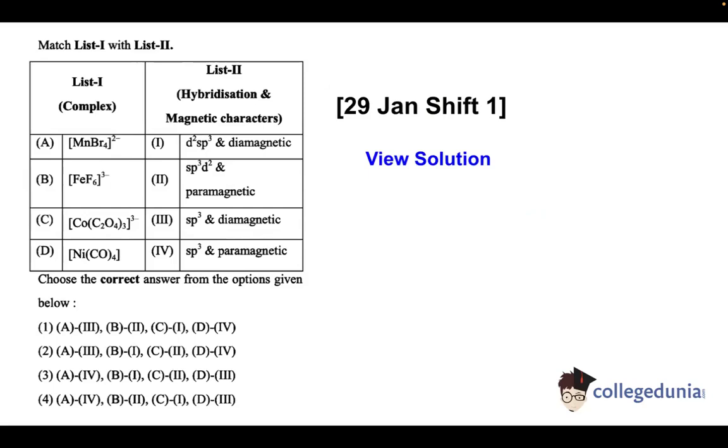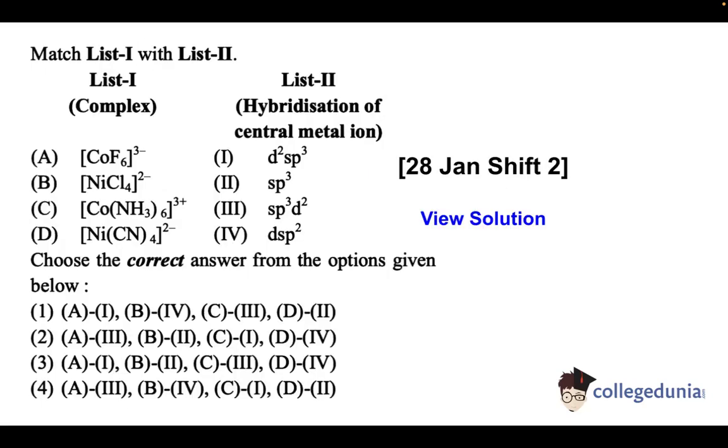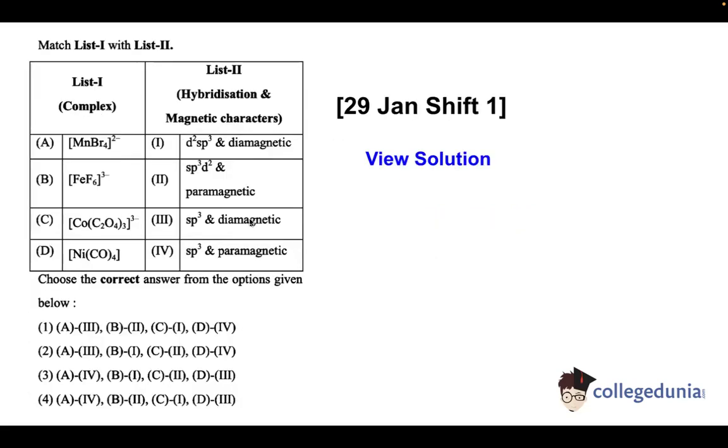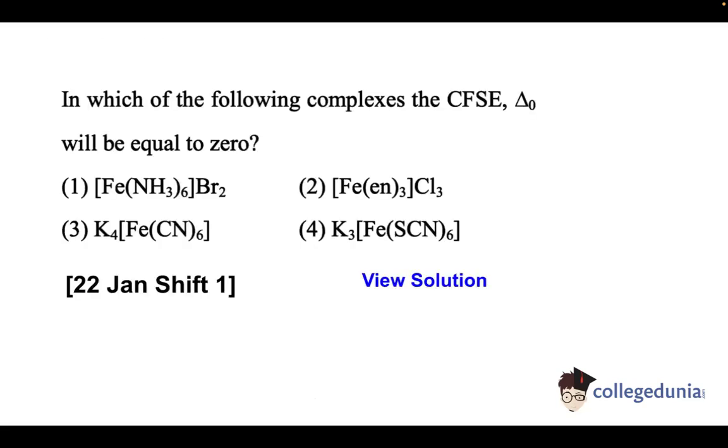This is also a match the following similar kind of question. Just observe the pattern between this question and the next question. It is exactly the same. Then moving on to next. Here you need to calculate the delta naught. This came on 22nd Jan shift 1, which was the very first shift of the beginning of January session.